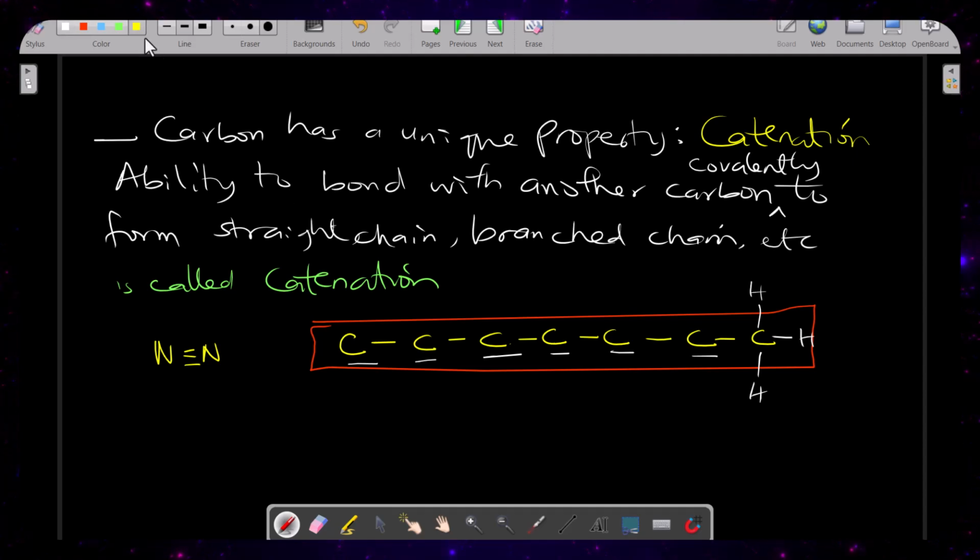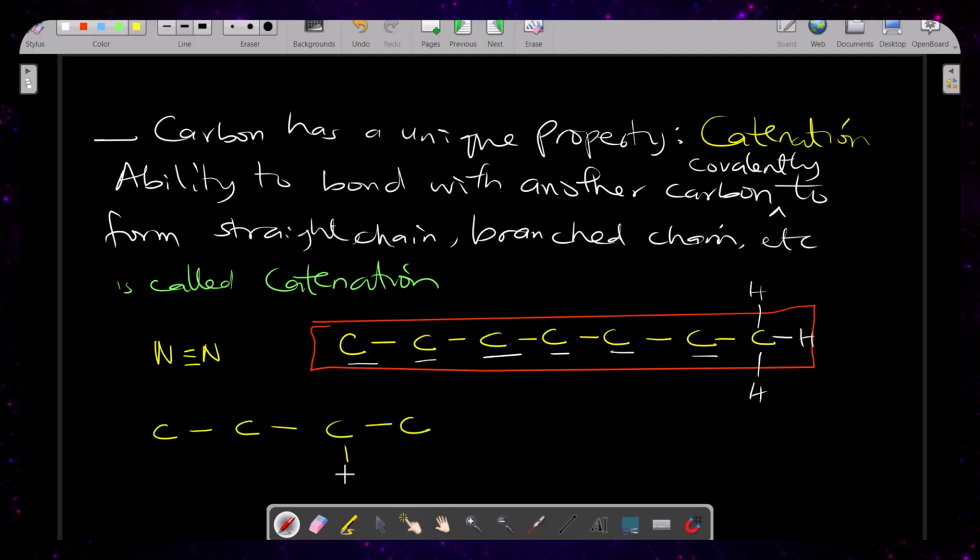How about if we have something like this, and we have another one like this? This is what we call a branched chain. You can even have an addition like this. This is also a branched chain. Branched in the sense that the carbon to carbon atoms are not going straight forward.